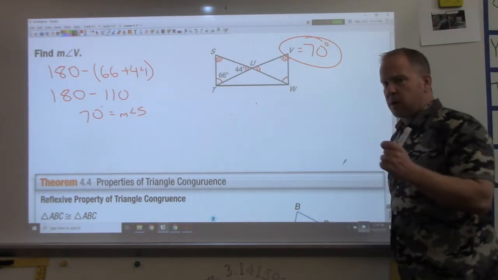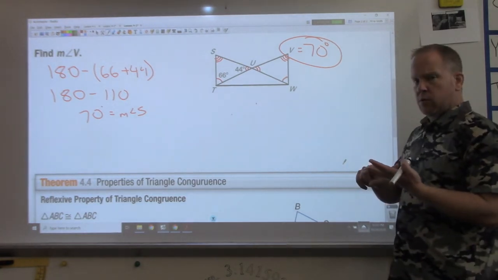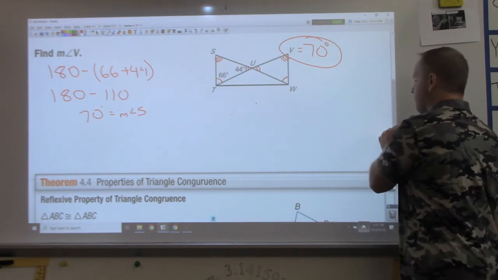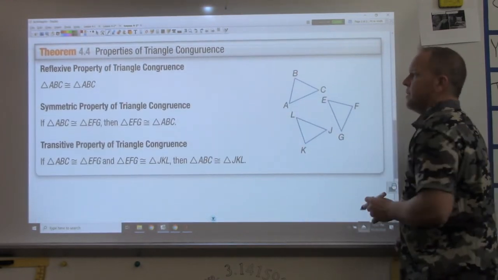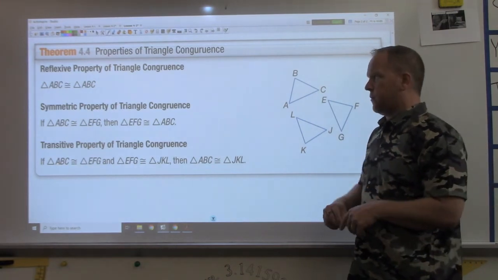Okay? Now, there's three properties here listed at the bottom. These are properties we've already seen. We saw them of equality, we saw them of congruent segments, we saw them of congruent angles. Now we're looking at of congruent polygons. The names are the same, the properties are the same. It's just how many letters we're using, folks.